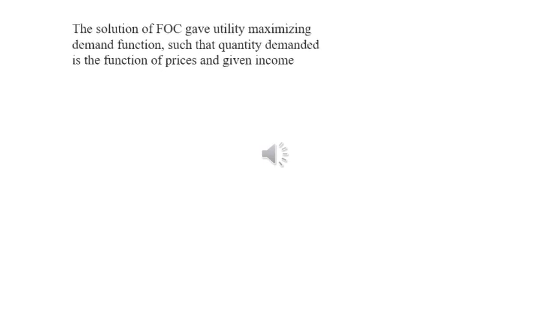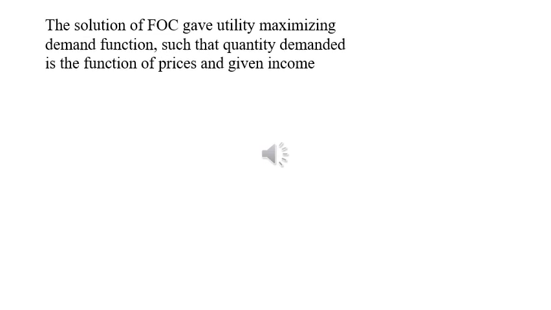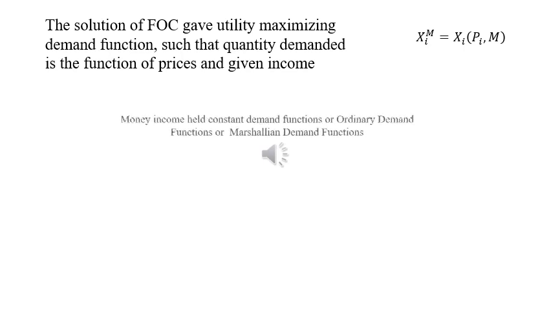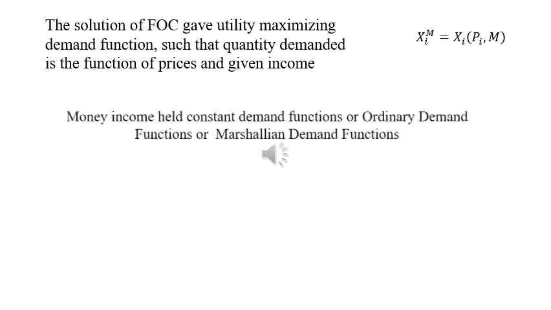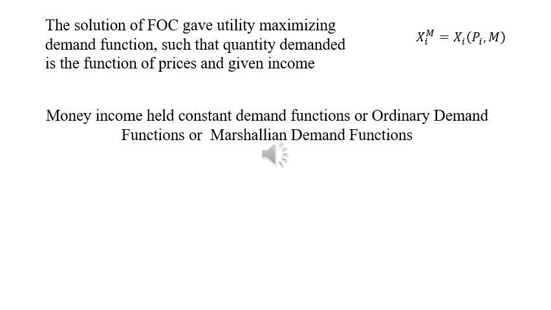After working out the first order and second order conditions of utility maximization, we worked out utility maximizing demand functions. The utility maximizing demand functions are obtained through the simultaneous solution of first order conditions, and these demand functions are the functions of prices and given income. So they're also known as money income held constant demand functions or ordinary demand functions, and they are well known as Marshallian demand functions. So we saw that Marshallian demand functions are the functions of prices and given income.